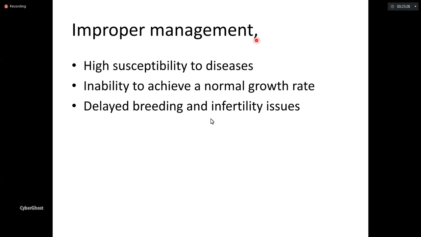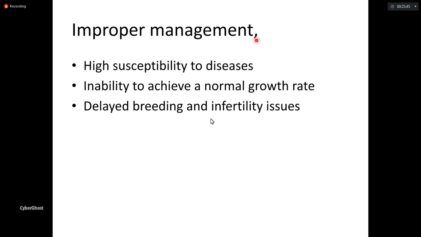Right. Breathing difficulties, right? Those kinds of things may arise from time to time for these animals. So what happens if we do not manage them in a proper way? They will be highly susceptible to diseases, right? In addition, what is our main target, body growth rate, right? In general, we are expecting about 600 to 800 grams per day growth rate most of the time, at least 500. Just imagine at least 500 grams of body growth per day.